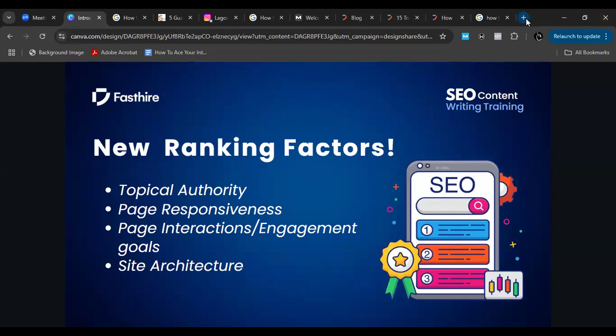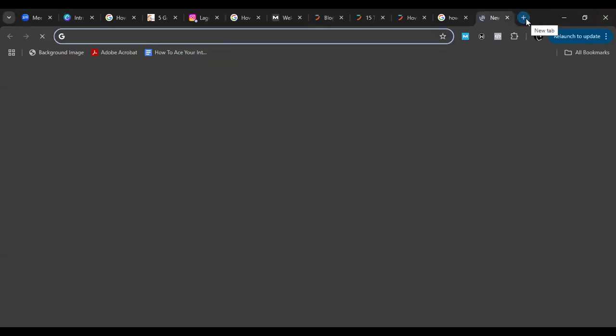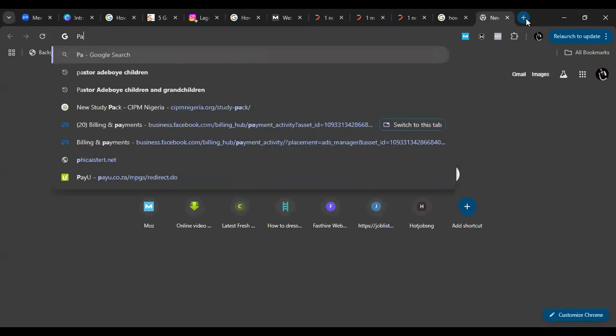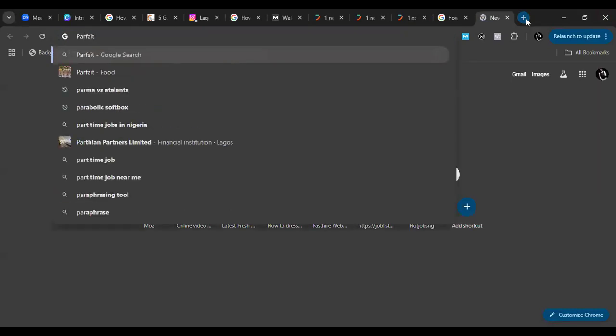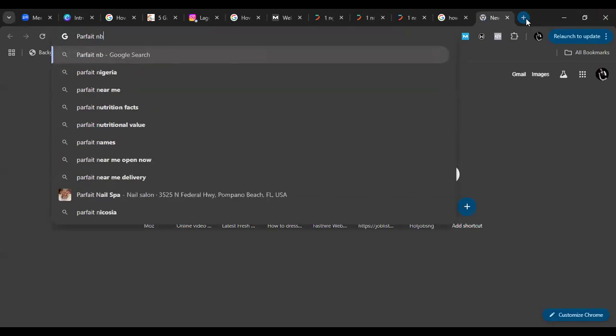When you go on a search engine and you type, what's the word I'm looking for now? Parfait brands, let's say parfait brands in Lagos.